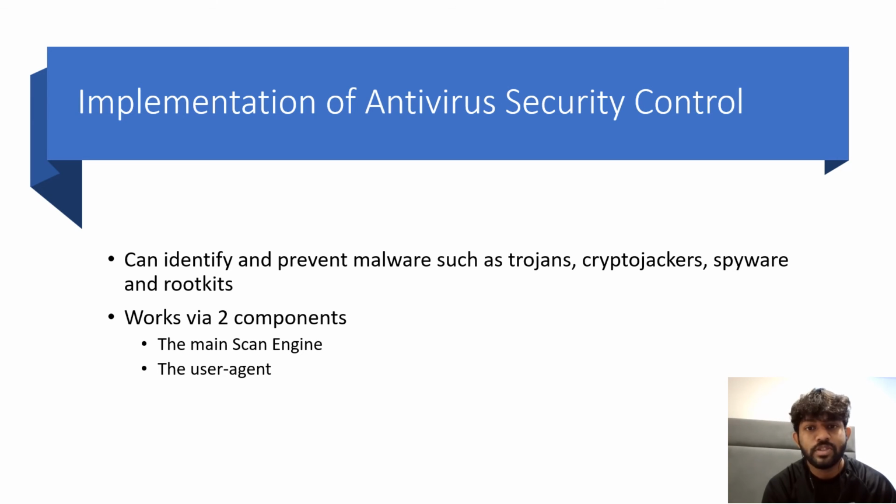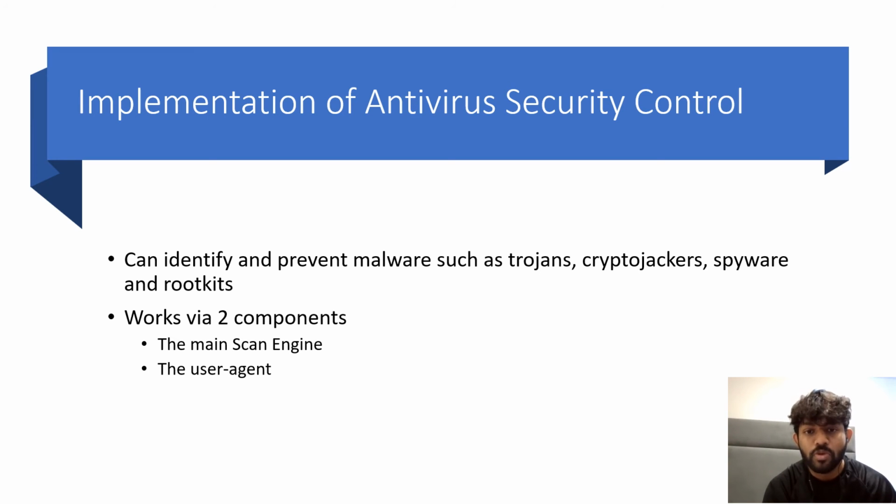The user agent is installed in the end user system. It scans the system based on the rule set and sends the detected malicious files or activity as a report back to the main scan engine. The main scan engine is a controlling component that commands the user agent. It is generally a database containing a list of virus signatures.